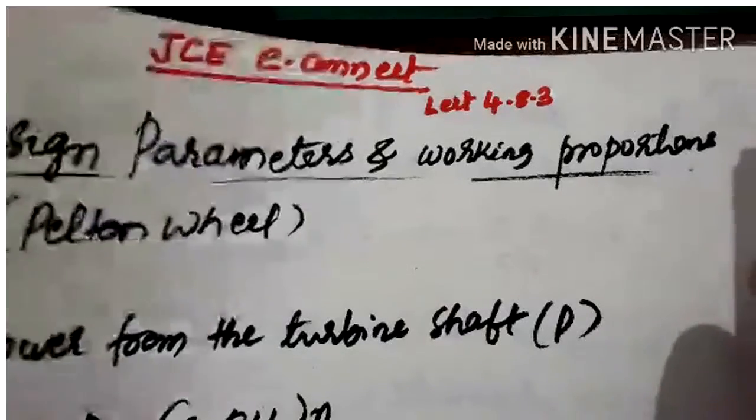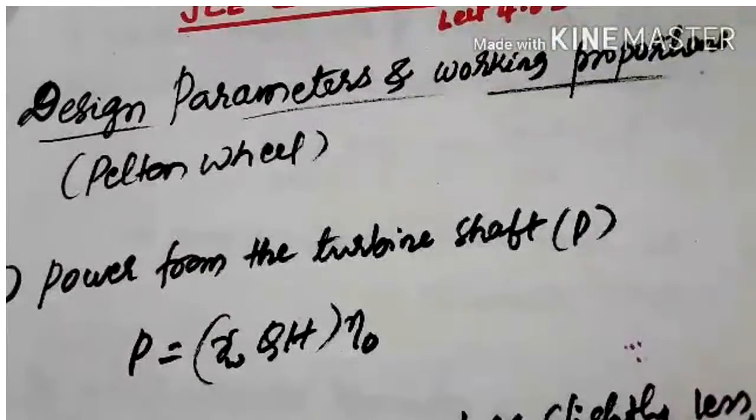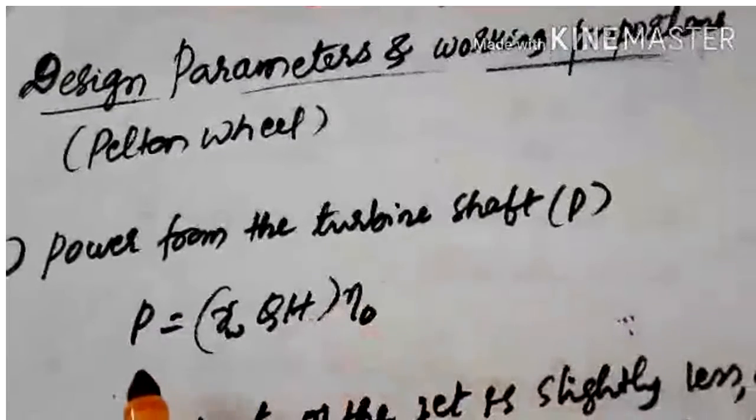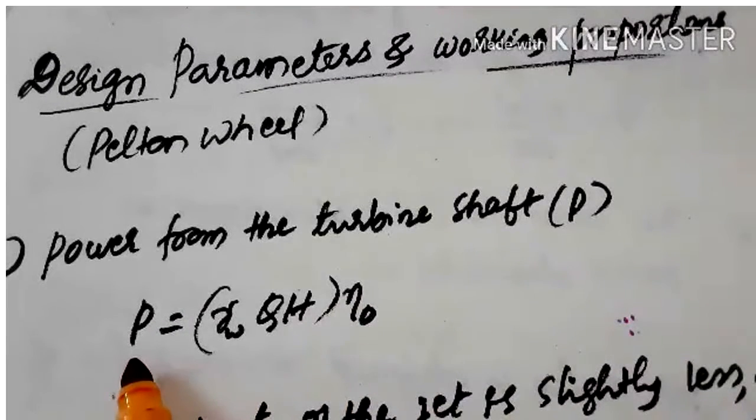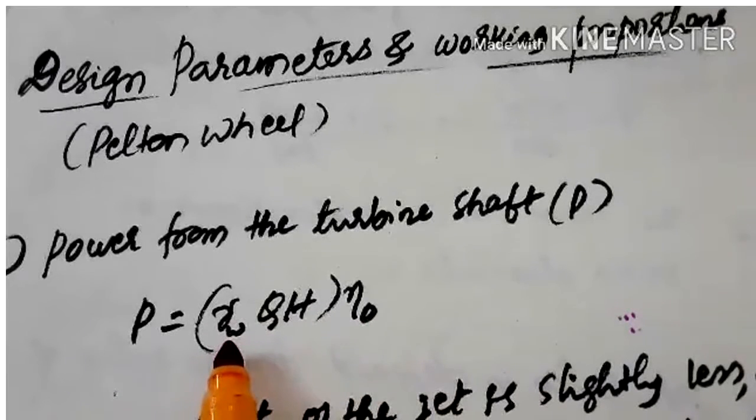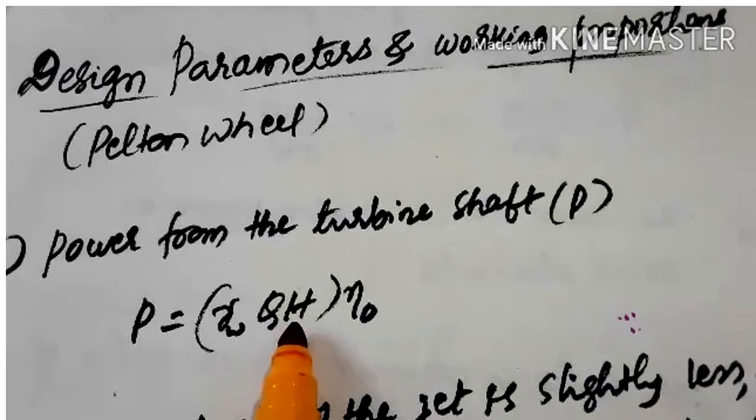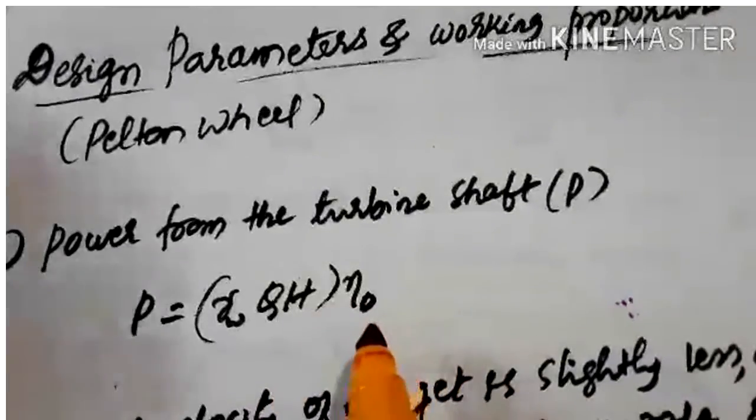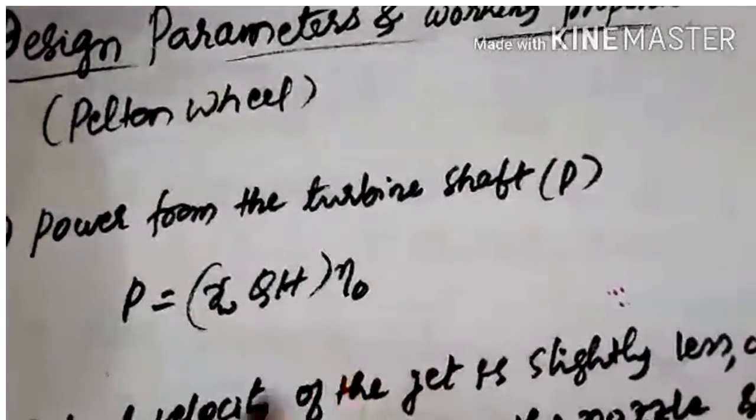For that, the first thing we have to calculate is the power from the turbine shaft. This is the formula we generally use: P equal to gamma W into Q into H into overall efficiency, where gamma W is the specific weight of water, Q is the discharge, H is the head available and eta O is the overall efficiency. From this we get the power from the turbine shaft.